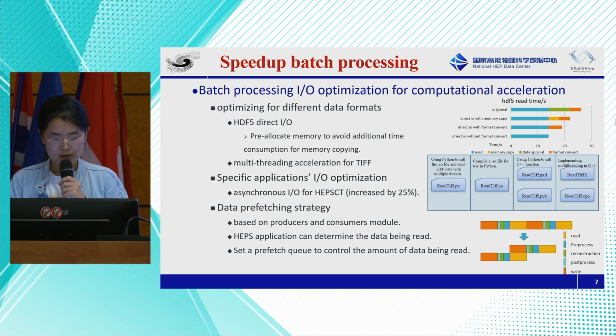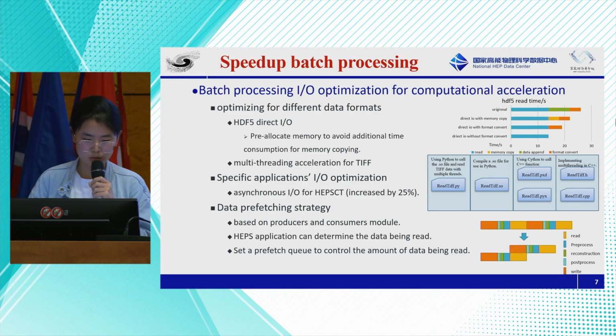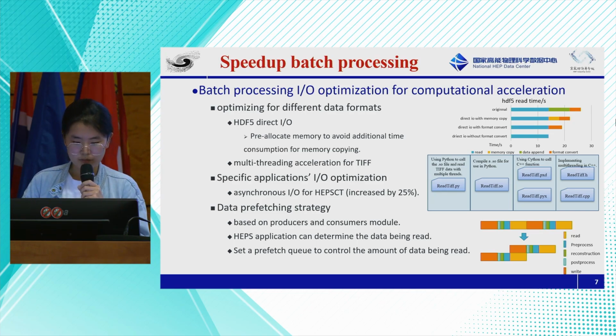And we also have a data prefetching strategy based on the producer and consumer model. It works because the application can determine the data to be read in the next round. And to better manage the memory space, we set a prefetch queue to control the amount of data being read.